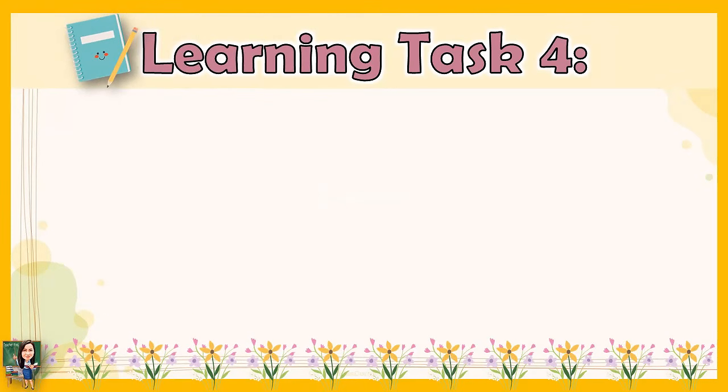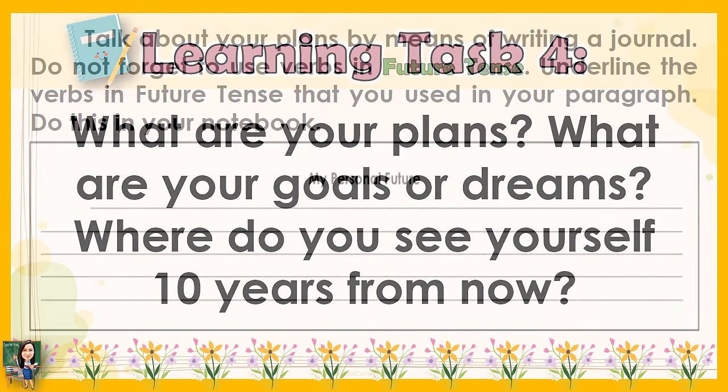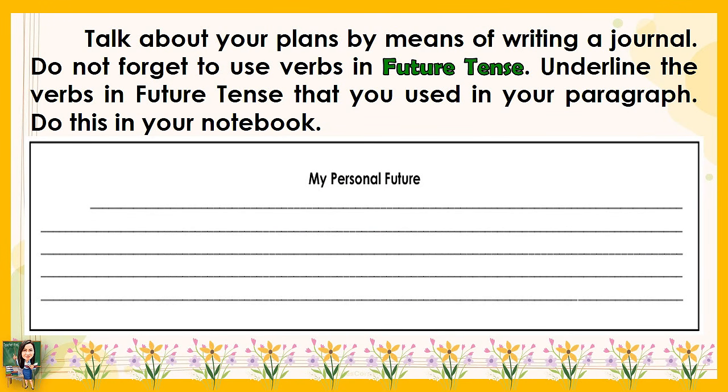For learning task 4, what are your plans? What are your goals or dreams? Where do you see yourself 10 years from now? Talk about your plans by means of writing a journal. Do not forget to use verbs in future tense. Underline the verbs in future tense that you use in your paragraph. Do this in your notebook. The title is My Personal Future.